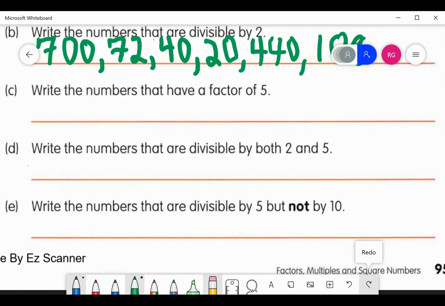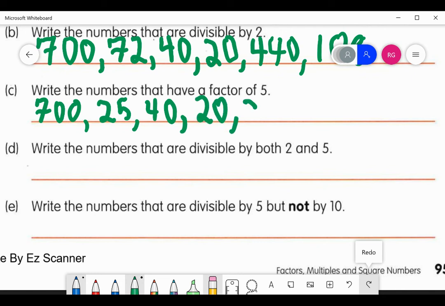All right, the last one there, or C, says to write the numbers that have a factor of 5. Okay, so for that one, we can say 700, 25, 40, 20, 305, and then the last one would be 440.